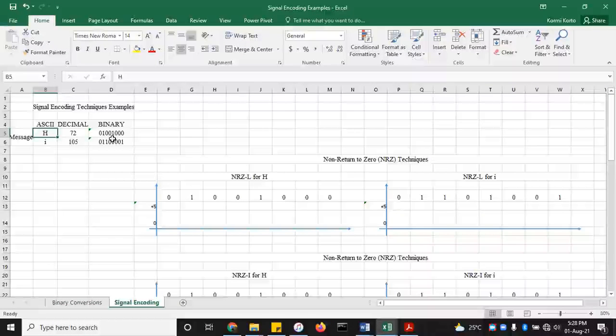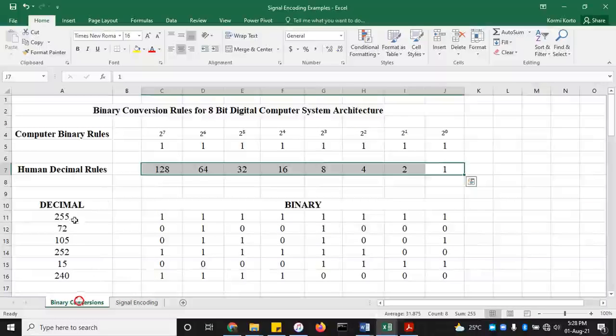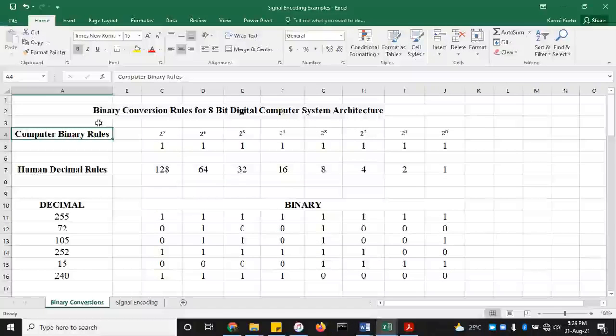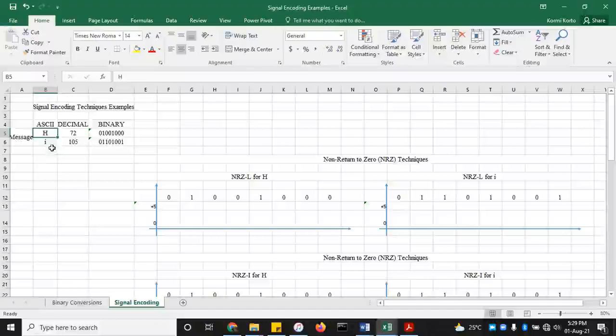Switching between human beings and a computer. So that's why we had to go through some of these. So we know the computer binary rules as well as the human decimal rules. So same thing. We converted from computer language, which is in binary, signal-wise, binary forms, to decimal and then to ASCII. And then to the computer, it's from the ASCII all the way down to the binary.